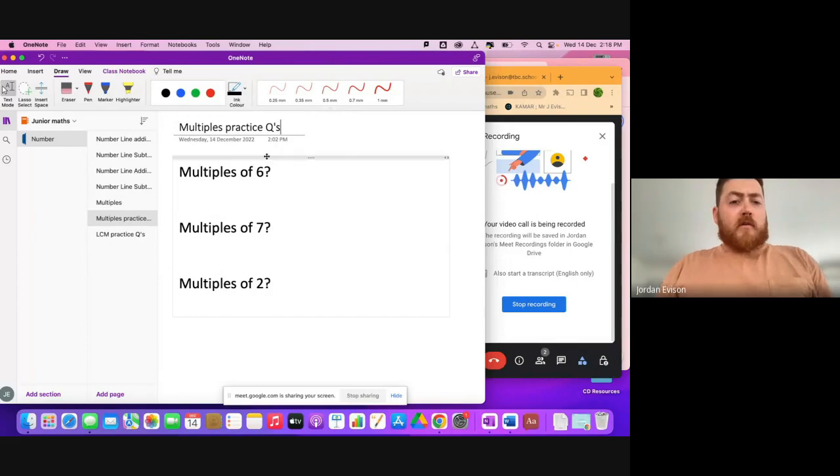What I want you to do is get out a pen and paper, or something you can write with. For question 1, write down the multiples of 6, question 2, the multiples of 7, and question 3, the multiples of 2. In each case, maybe write down the first 10 multiples of each number, okay? Remember, last video we said that there are infinitely many multiples, so I don't expect you to write infinite numbers down. Just do the first 10 of each.